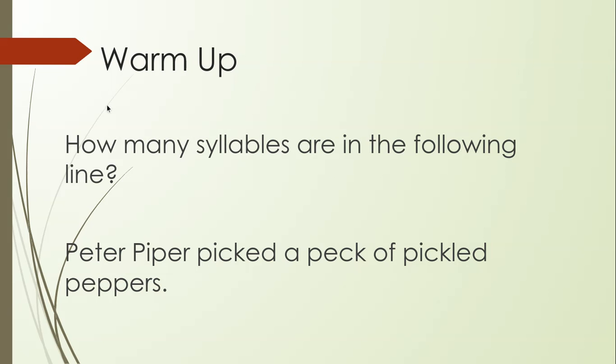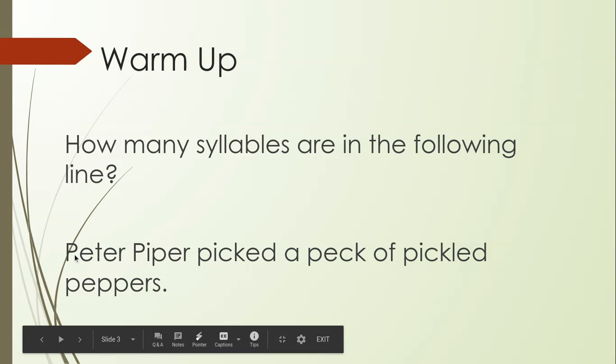Okay, so as a warm-up today, I want to get your brain moving. So how many syllables are in the following line? Remember, a syllable is the individual sounds in a word. So if we look at this first word, Peter, we're thinking about how many sounds are in that word. And yesterday we talked about the fact that one of the easiest ways is to either clap or tap it out. So Peter, right? How many times did I clap? Peter. 2.